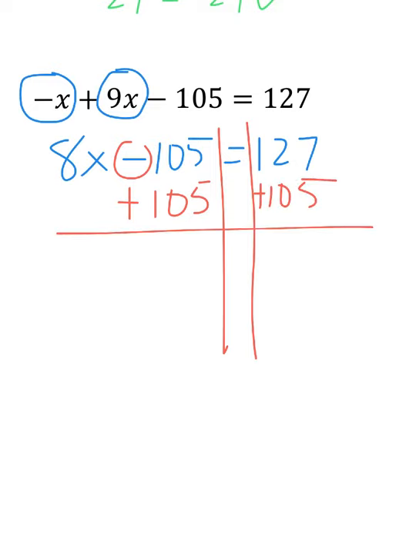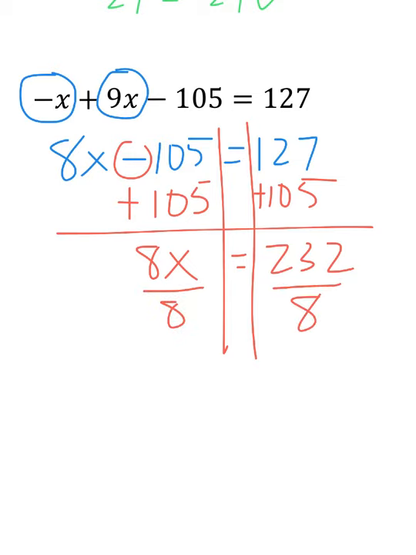You can always use your calculator to help you out with that step. We'll be left with 8x is equal to 127 plus 105, which gives us 232. Then 8 times x is equal to 232, so we will divide by 8 on both sides, because we have 8 times x. The inverse of multiplication is division.